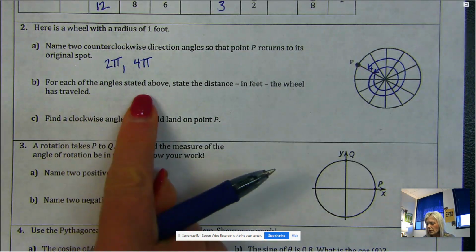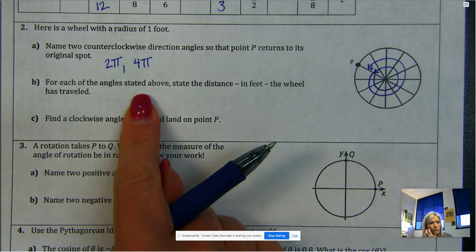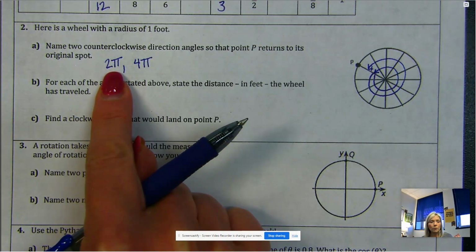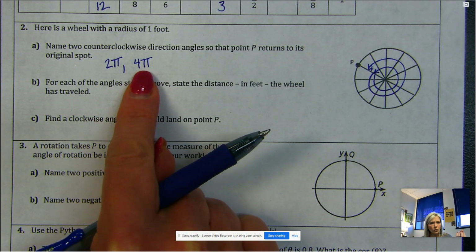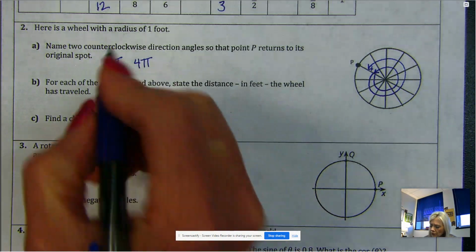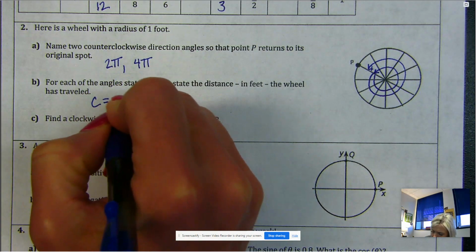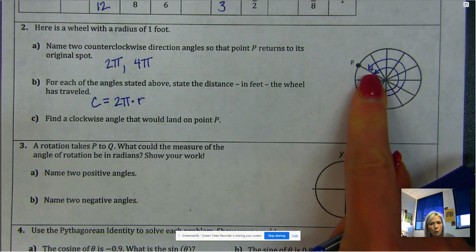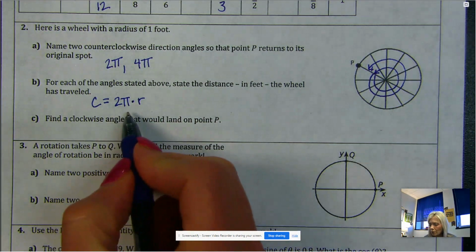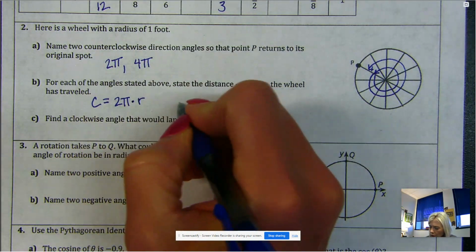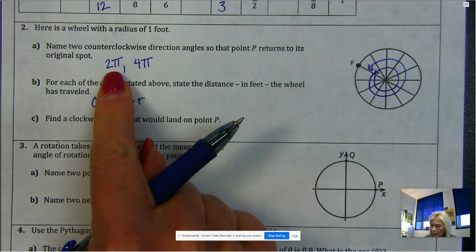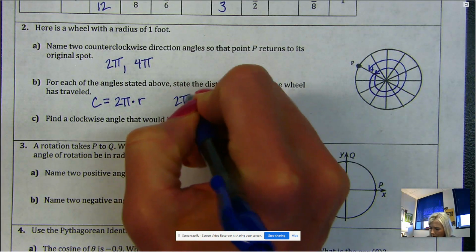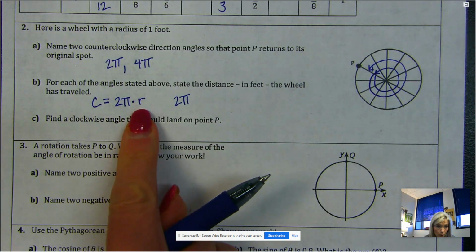And then for each of the angles stated above, state the distance in feet the wheel has traveled. So for one rotation, that's like 1 circumference of the wheel. And for 2 rotations, that's 2 circumferences of the wheel. Since circumference is equal to 2 pi times the radius, and the radius is 1, it ends up being 2 pi times 1. So for a rotation of 2 pi radians, the wheel also travels a distance of 2 pi because the radius is 1, so we're multiplying by 1.